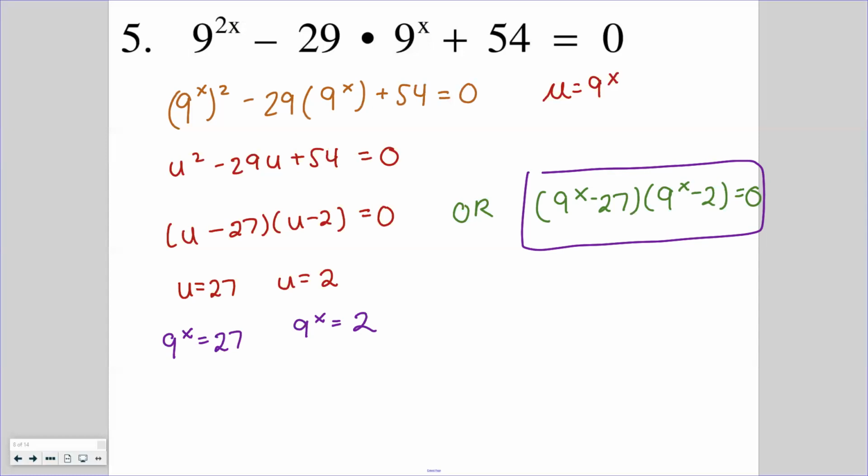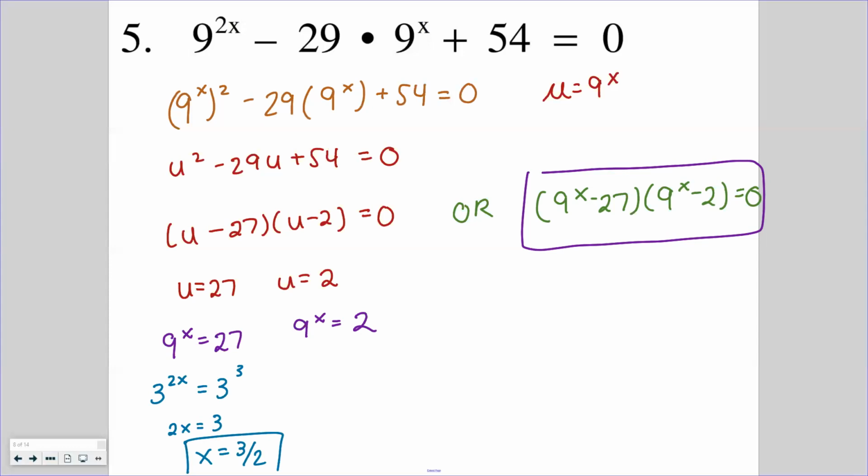And then we actually need to solve for x. So in the first case, 9 and 27 can be rewritten in base 3. So on the left-hand side, we'll have 3 to the 2x. And on the right-hand side, we'll have 3 cubed. Once the bases are the same, we can set the exponents equal to each other. And we end up with actually the same answer that we had in number 4. x is equal to 3/2.